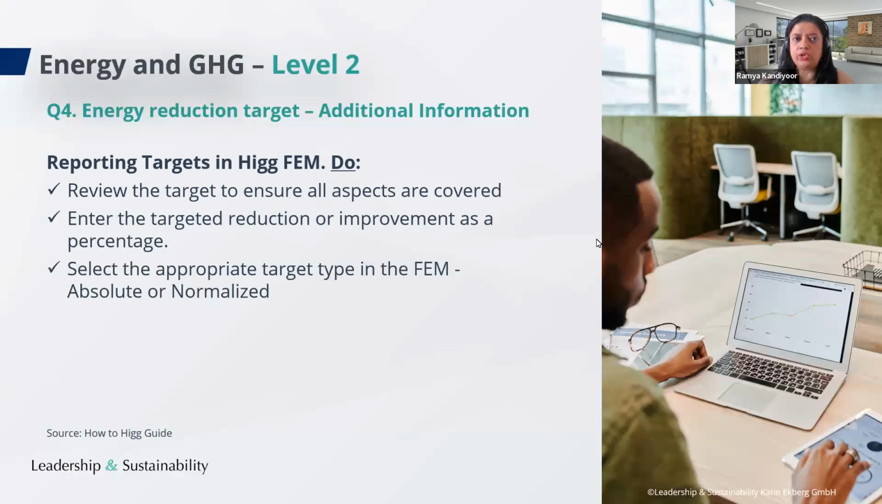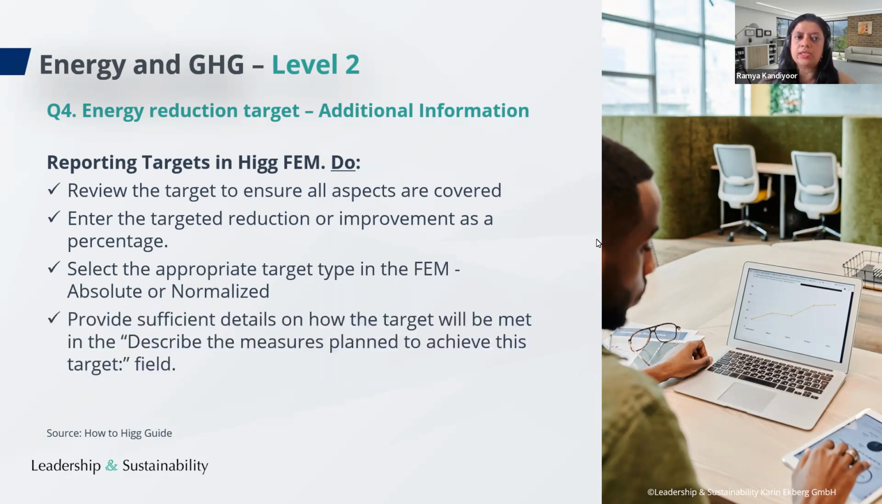And some of the do's and don'ts that we would like to reiterate. Review the target to ensure that all aspects are covered. Enter the targeted reduction or improvement as a percentage. Select the appropriate target type in the FEM, that is whether it is normalized or absolute. Provide also sufficient detail on how the target will be met in the field where they are asking you. Describe the measures planned to achieve this target.